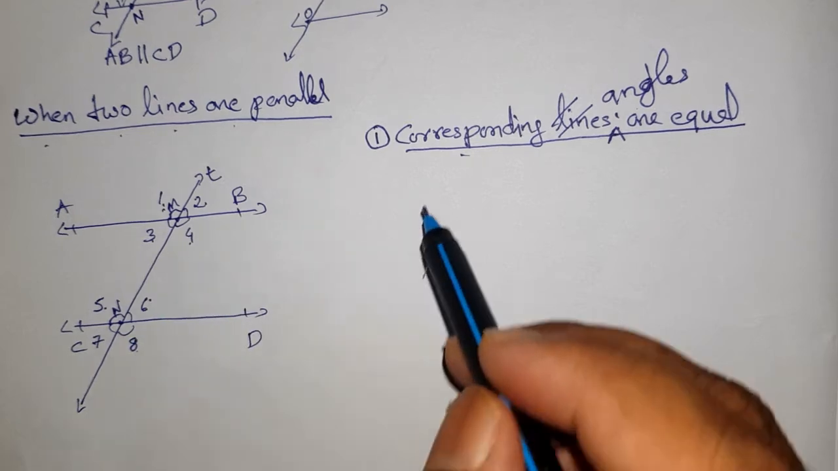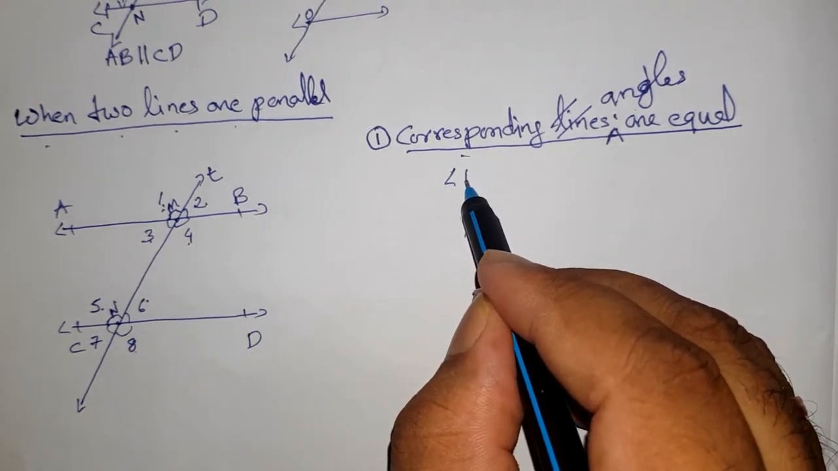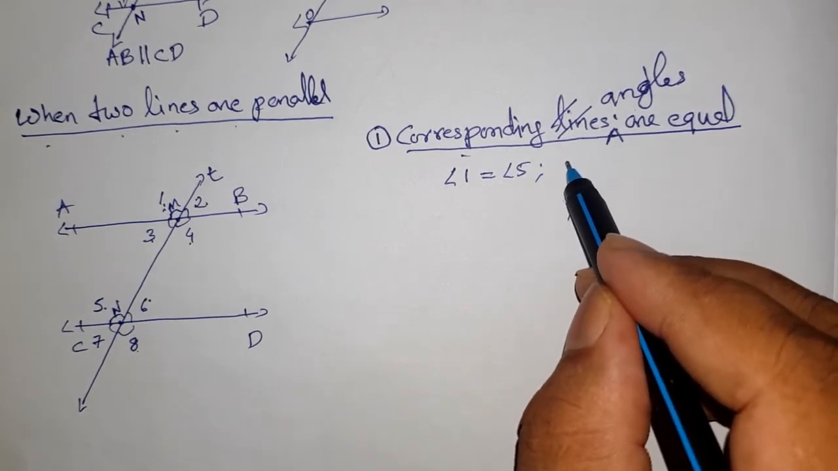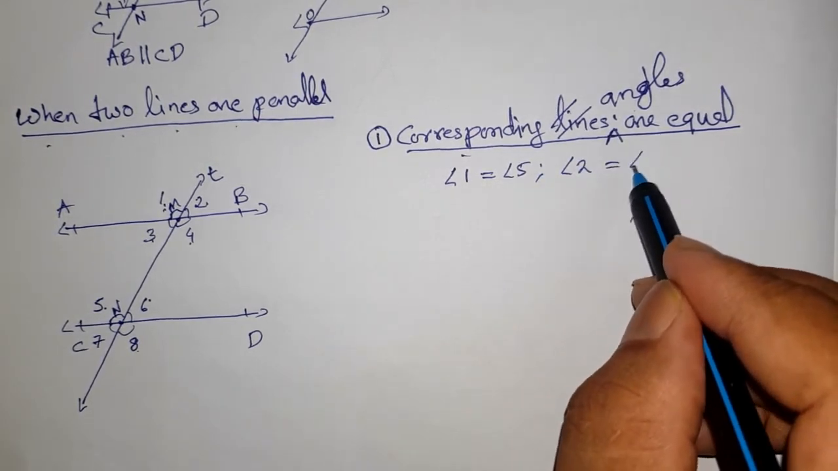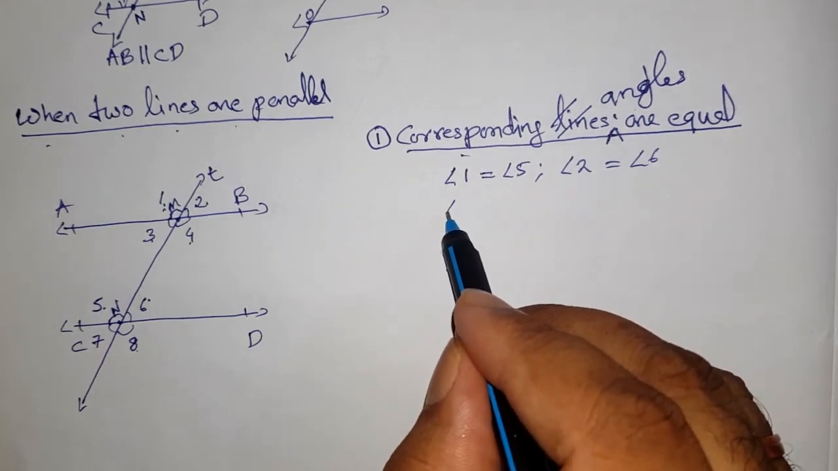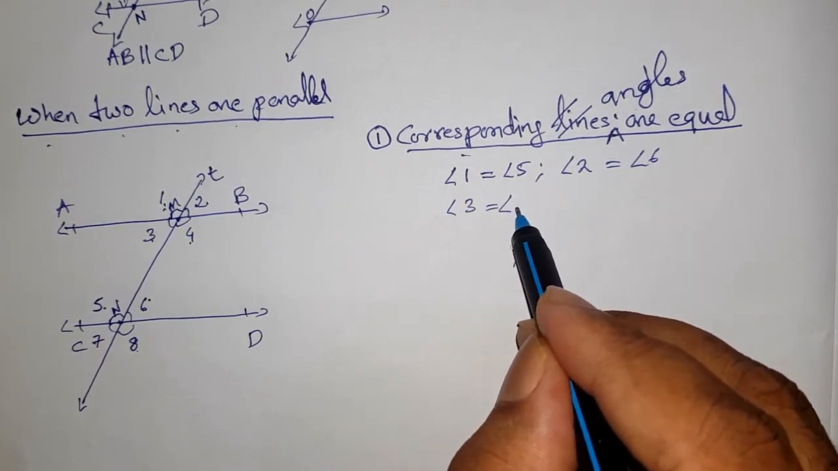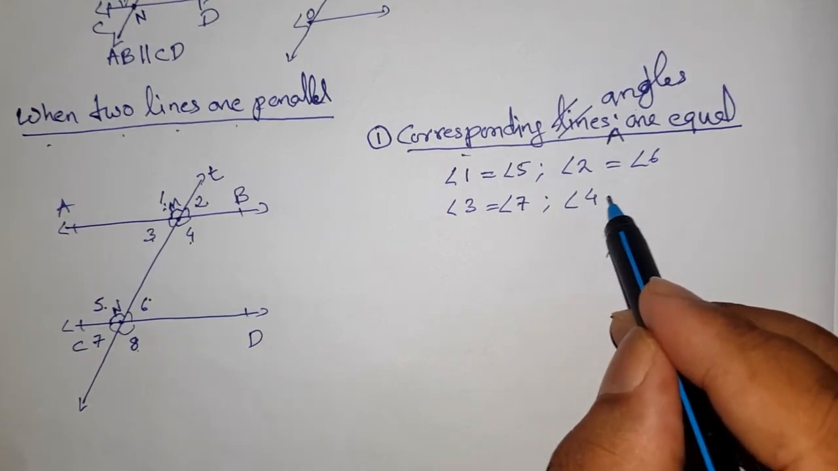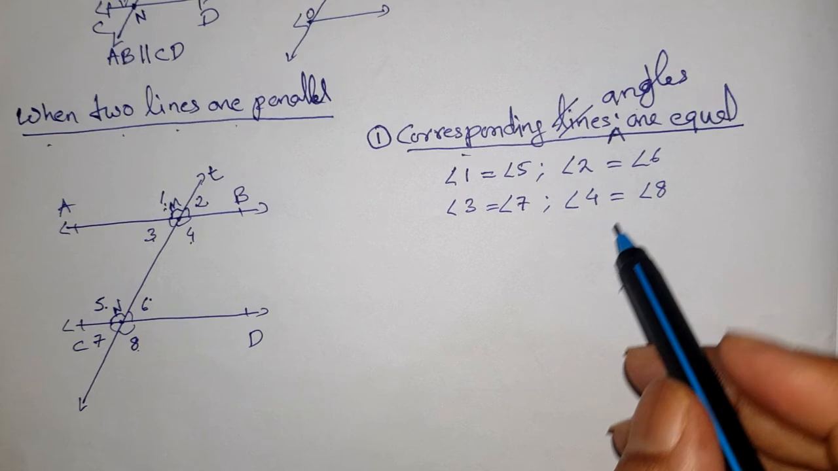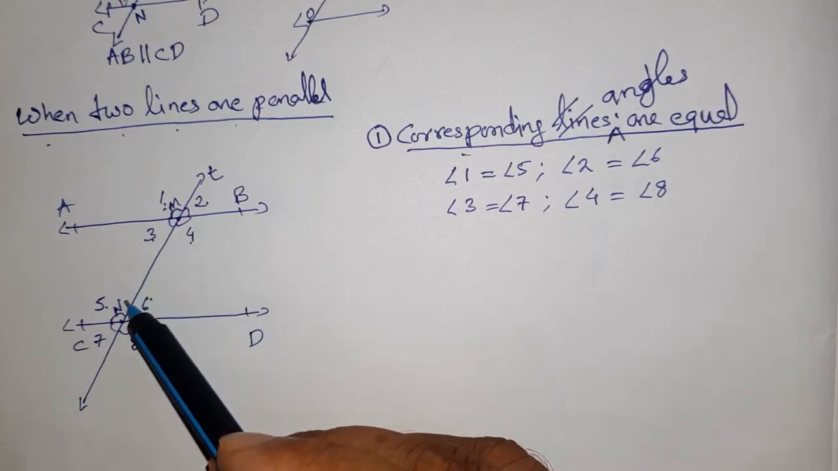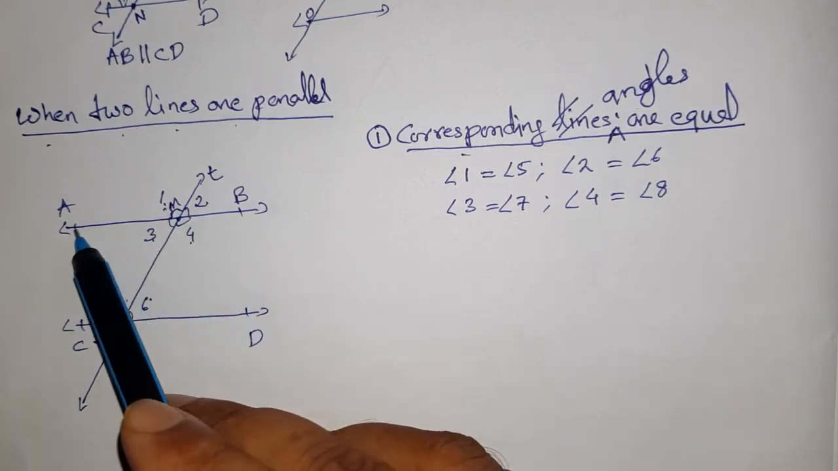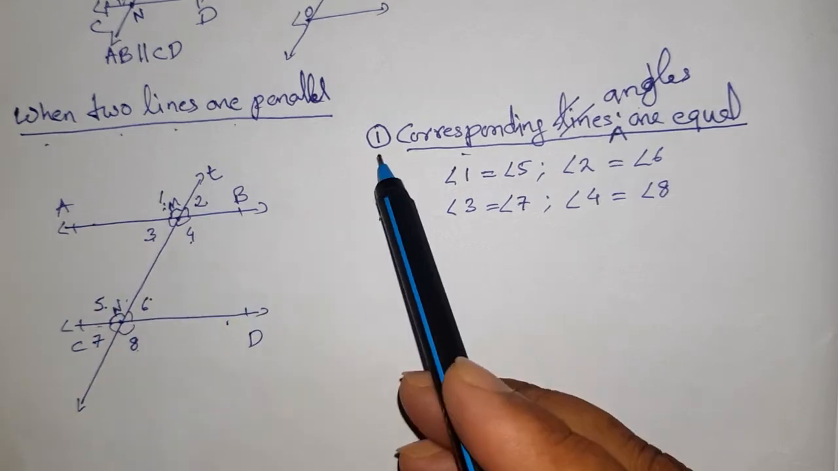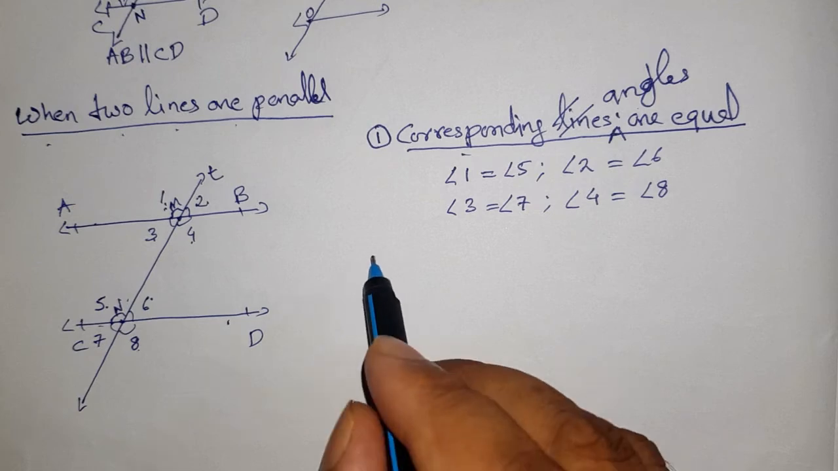They are corresponding angles. So you can write here angle 1 equal to angle 5, angle 2 equal to angle 6, angle 3 equal to angle 7, angle 4 equal to angle 8. So whenever corresponding angles are equal, then two lines will be parallel. AB will be parallel to CD. So that is the first condition.